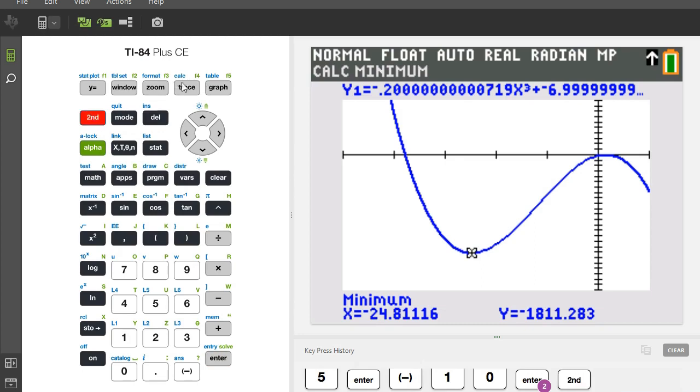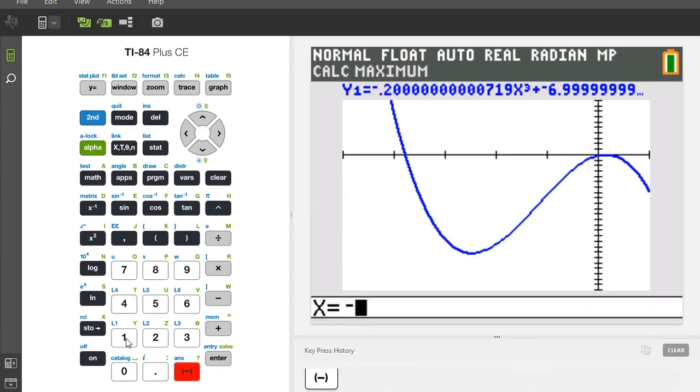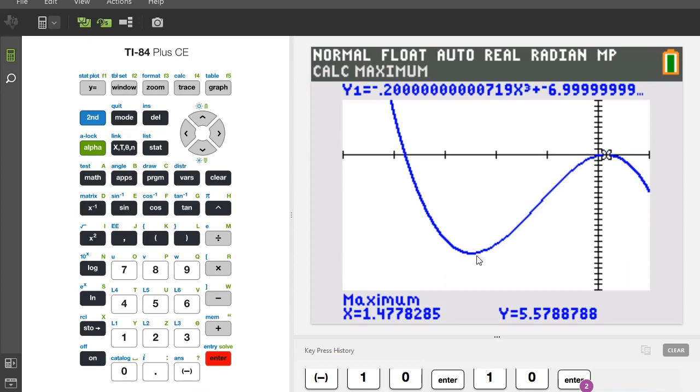So I'm going to second calc, find this local maximum, and then bound the maximum, and it finds it at 1.478. So it is increasing from negative 24.811 until 1.478, and then it is decreasing forevermore thereafter. So it will be decreasing from 1.478 until infinity. I'll show you what that looks like in interval notation in a minute, but that's kind of visually what's happening.